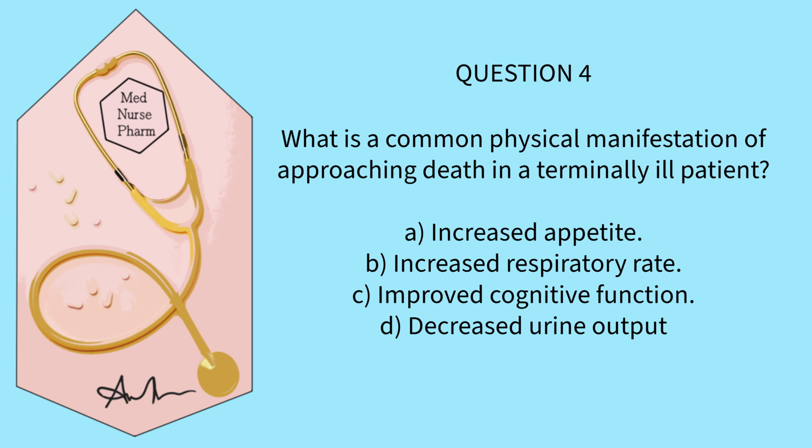Question 4. What is a common physical manifestation of approaching death in a terminally ill patient? A. Increased appetite. B. Increased respiratory rate. C. Improved cognitive function. D. Decreased urine output. Pause the video and select your answer.